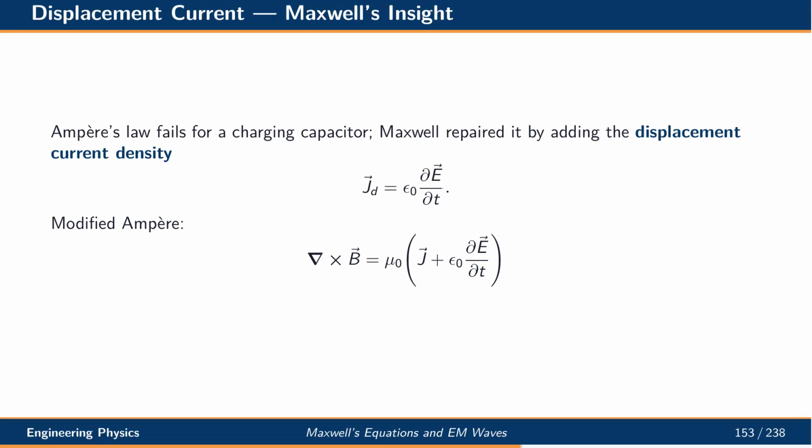Ampere's law as originally formulated fails for a charging capacitor because no real current flows between the plates, yet a magnetic field clearly exists around the changing electric field. Maxwell repaired this by adding a new term called the displacement current density, equal to epsilon 0 times the time derivative of the electric field. This brilliant addition made the laws of electromagnetism consistent and predictable.